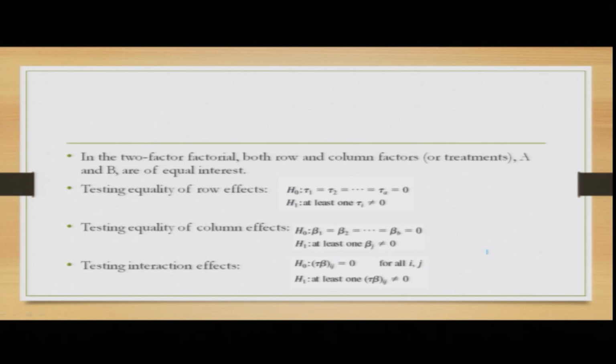And if I am trying to test the interaction effect between the combinations of rows and columns, it will be tau beta suffix ij is equal to 0 for all combinations of ij, with respect to the alternative hypothesis that at least one of them is not equal to 0.